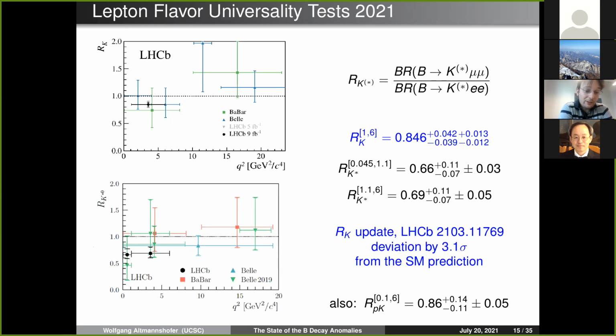And of course, I would like to see that continuing with future runs, and also in Rk star, where the current result is still based on the run 1 analysis. So there one is hoping to get an update soon. And again, we hope that the central values stay significantly away from the standard model prediction, and we get a higher significance also in Rk star compared to what we have now.